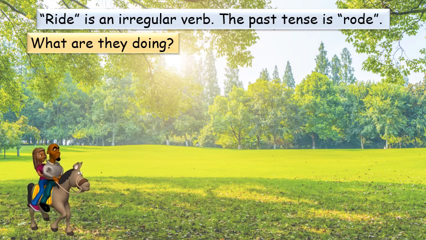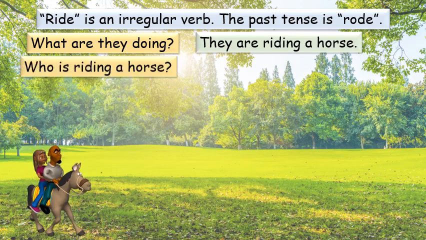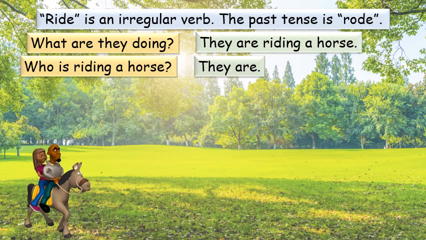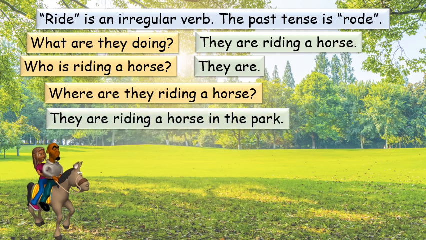What are they doing? They are riding a horse. Who is riding a horse? They are. Where are they riding a horse? They are riding a horse in the park.